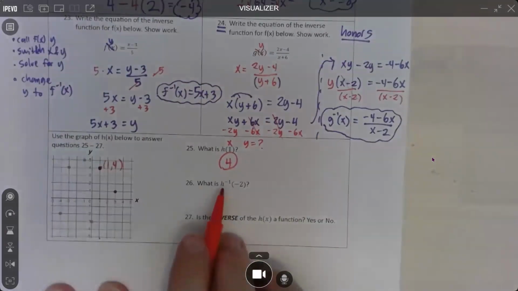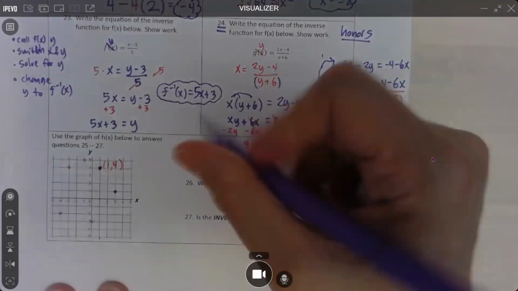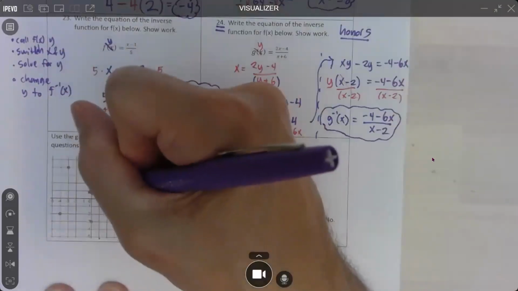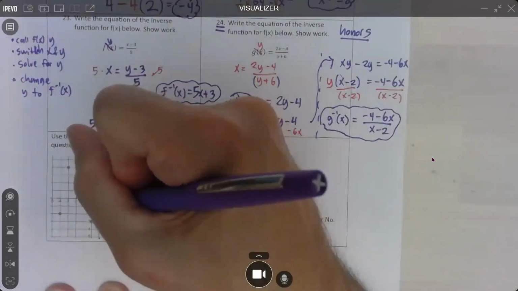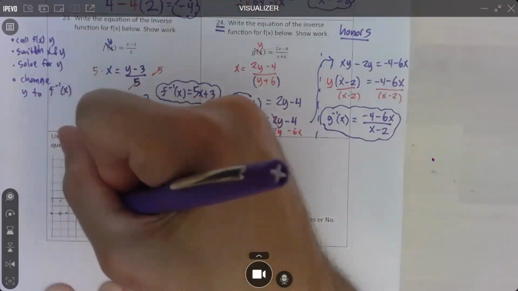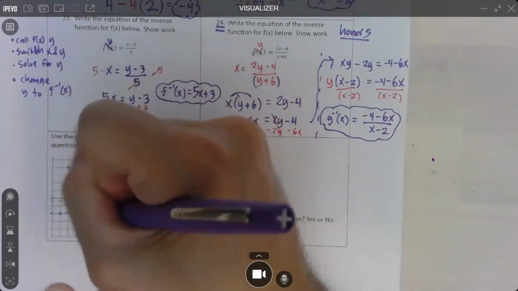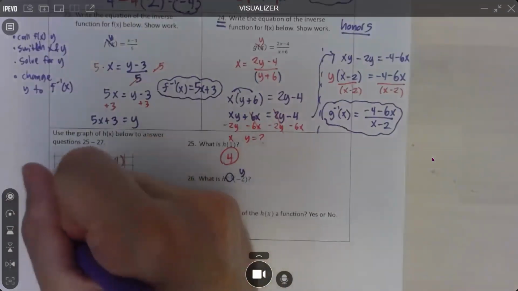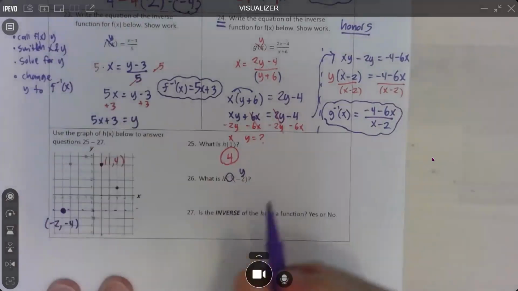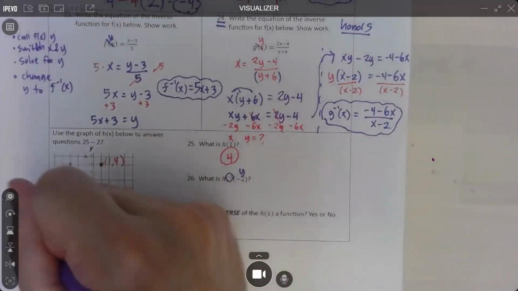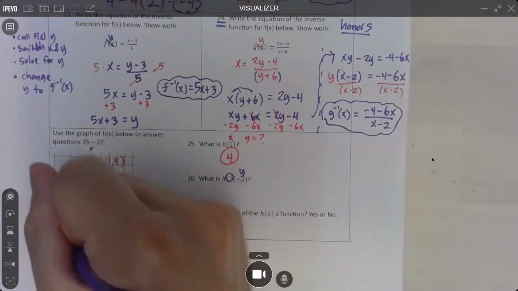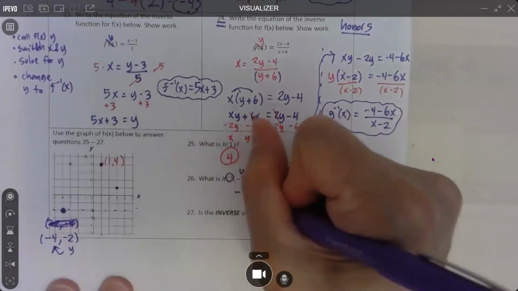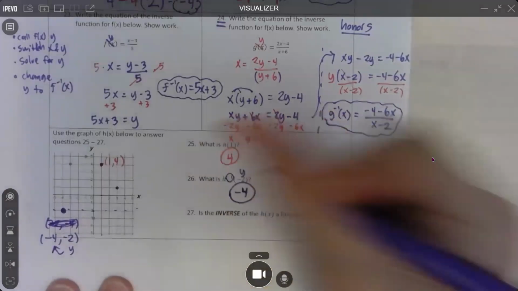Now, when it says h inverse of -2, that's inverse, so that's going to be a y. So I actually want to go to the y, and I want to go down to -2. Now, if I go over to my graph, there's only one point where y is -2, and that's going to be all the way over here, (-4, -2). So when y is -2, the x value is -4. So therefore your answer for that one is -4.